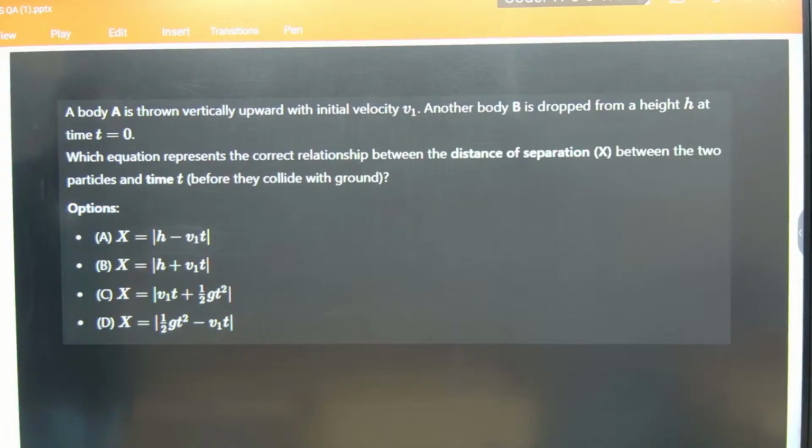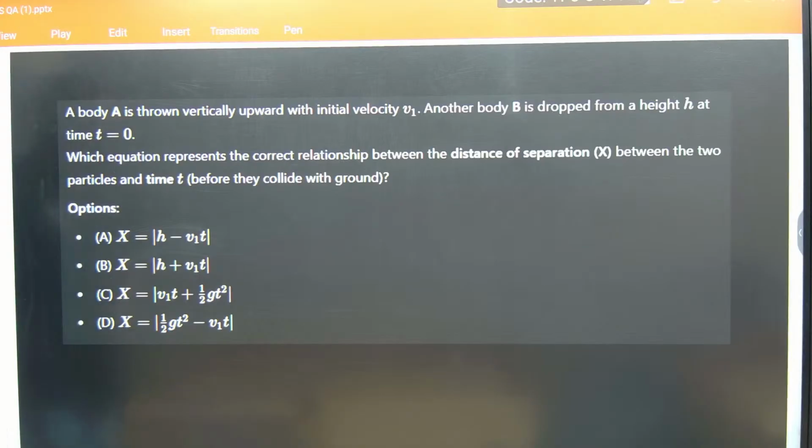A body A is thrown vertically upward with initial velocity v1. Another body B is dropped from a height h at time t equals 0. Which equation represents the correct relationship between the distance of separation x between the two particles and time t before they collide with the ground? So first I need to find the distance for body A and the distance for body B, the displacement. Velocity they have given, so I need to find the displacement.